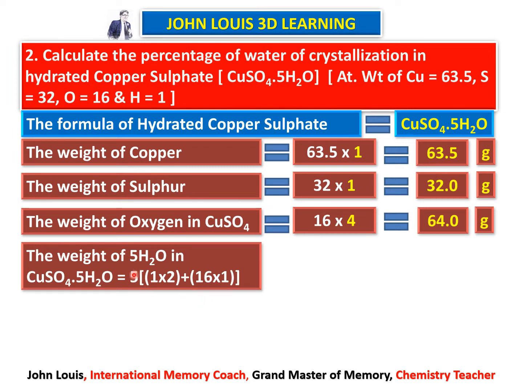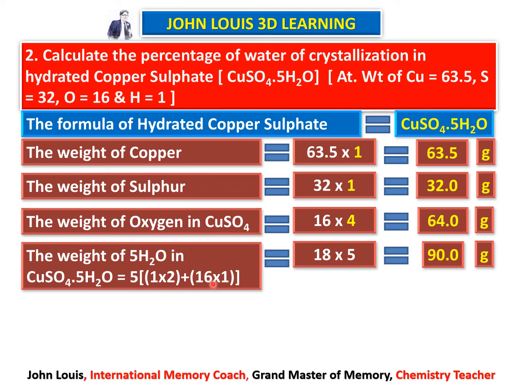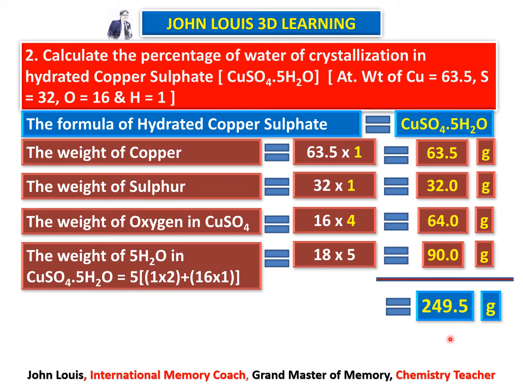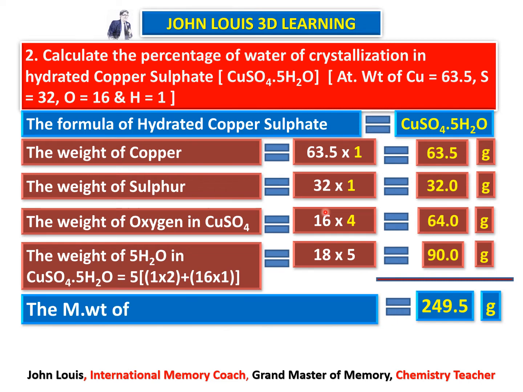But how many water molecules are there? 5 water molecules. Therefore what will be the weight of water here? 5 into 18, or 18 into 5, is equal to 90 grams. Now what is the total weight? That is equal to 249.5 grams. This is the molecular weight of the hydrated copper sulfate. The total weight of hydrated copper sulfate is 249.5, out of which the weight of the 5 water molecules alone is 90 grams.